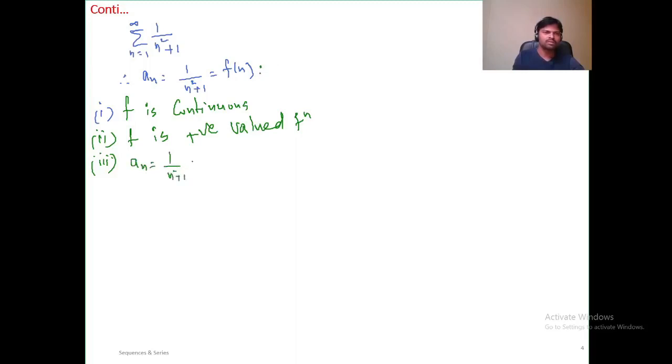n square plus 1. What are the terms now? Substitute n is 1, 1 by 2. Next n is 2, 1 by 5. n is 3, 1 by 10. n is 4, 1 by 17, and so on.